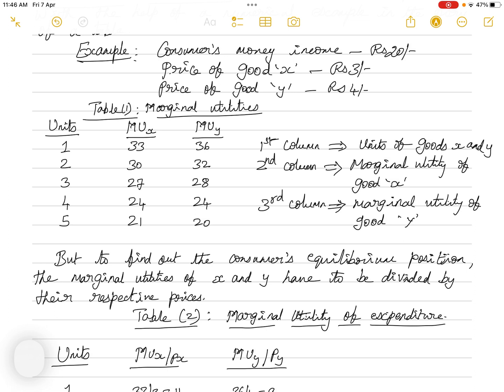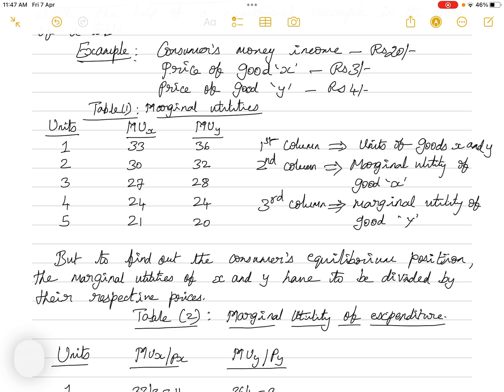So you can see that the first unit of commodity X gives the consumer 33 utils of satisfaction, but the second one is giving him 36 utils of satisfaction. Okay, and then the marginal utility keeps on decreasing. So 33, 30, 27, 24 and 21 for commodity X, and for commodity Y, it decreases from 36, 32, 28, 24 and 20. Okay, so we all know that as the consumer keeps on consuming a particular commodity, the marginal utility keeps on decreasing. This we have already found out according to the law of diminishing marginal utility.